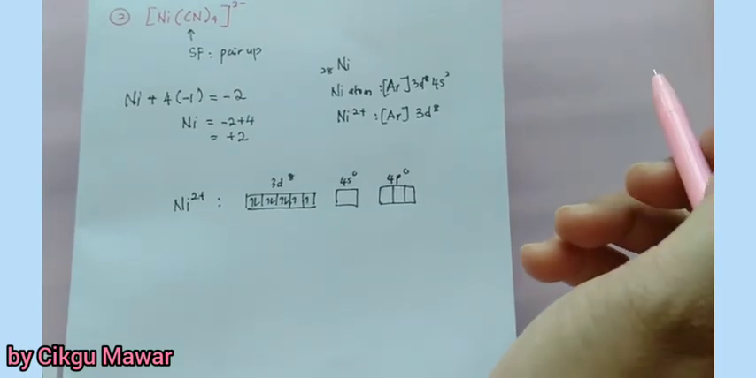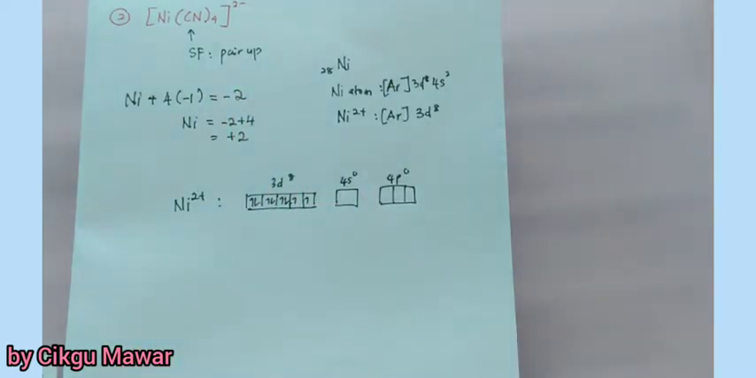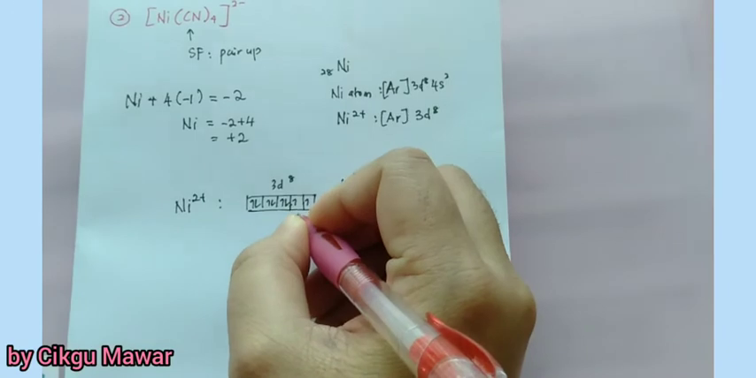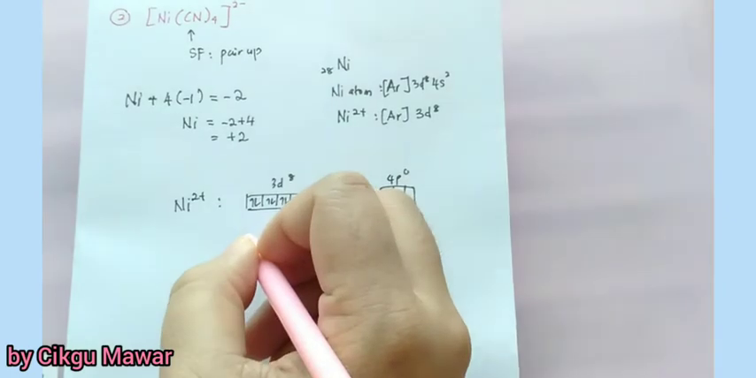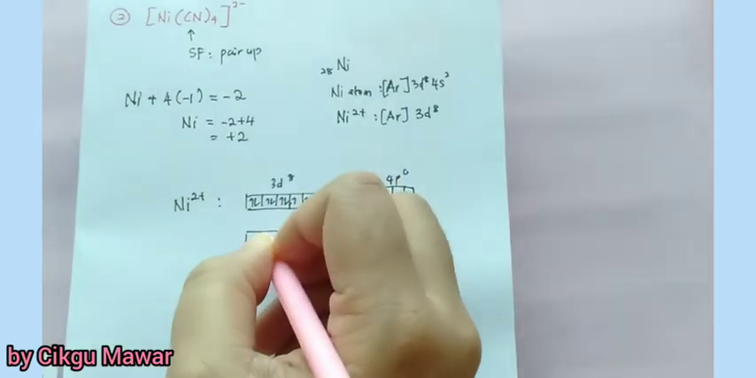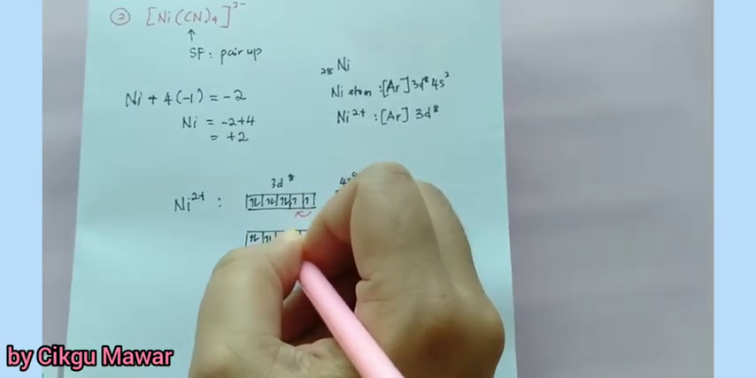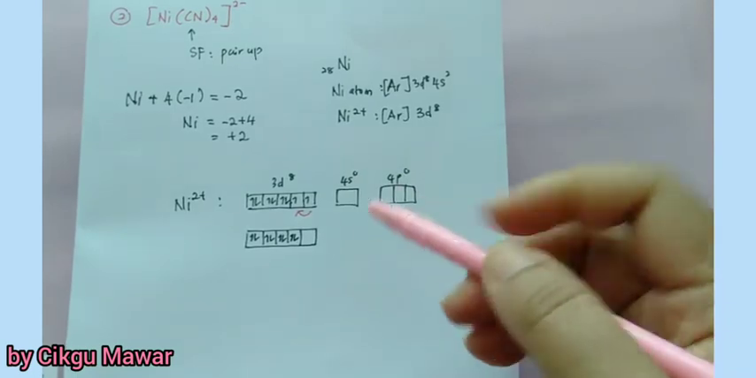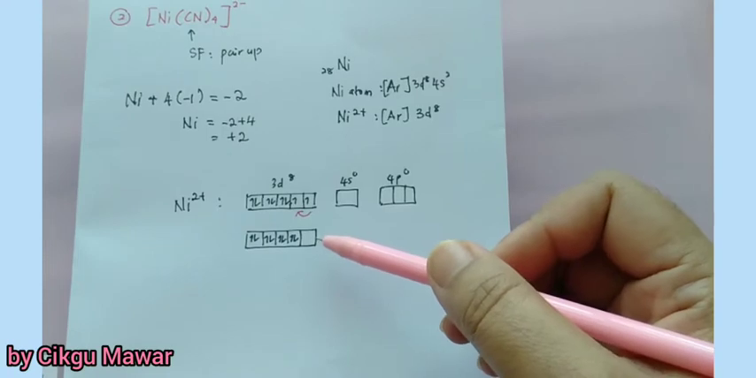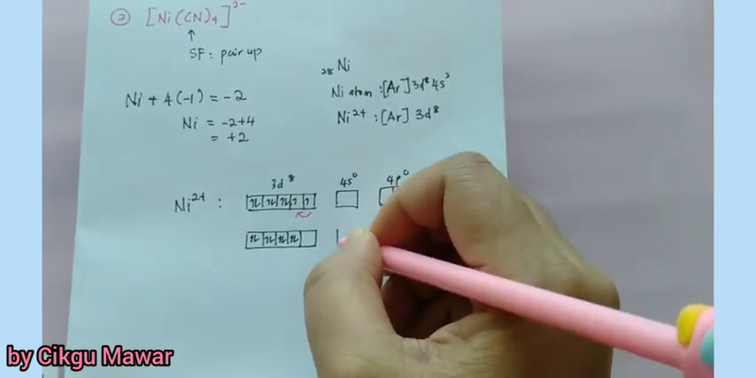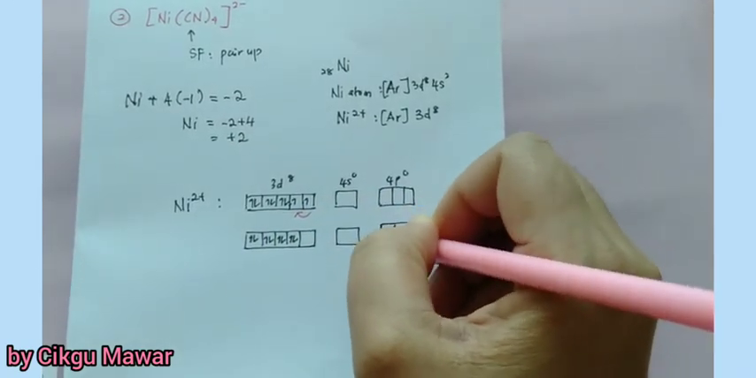Since this is a strong field ligand, we must pair up the electrons. Make sure these electrons are paired up. So what happened is, it will form like this: 1, 2, 3, 4, 5, 6, 7, 8. Because it is already paired up, it leaves one empty orbital in 3d. Then we have the 4s here, and we also have the 4p.